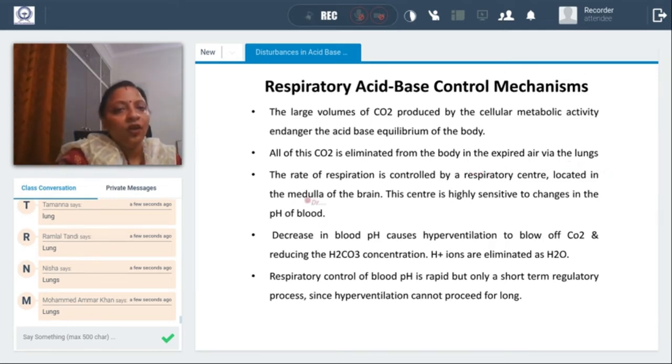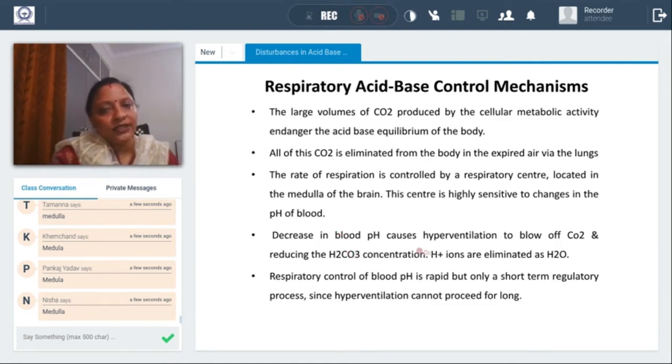You all know the rate of respiration is controlled by the respiratory center located in the medulla of the brain. So where is this respiratory center located? Please write in the box. Yes, medulla. The center is highly sensitive to changes in the pH of blood.